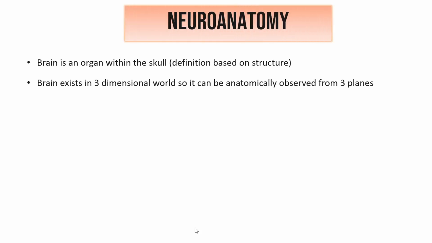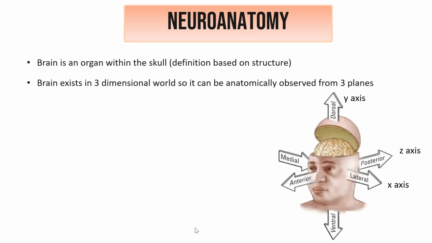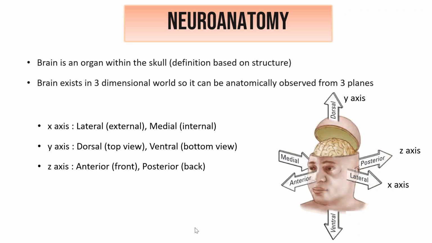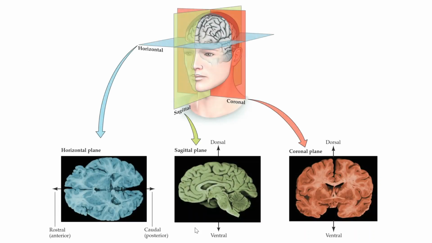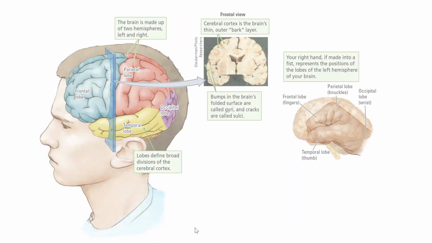We know that the brain is an organ that resides within our skull, at the top of the body, inside our head. Based on its structure, we can observe that the brain exists in a three-dimensional world, so it can be observed in three planes: x-axis, y-axis, and z-axis. When I take out the brain and cut it in different planes, I get the following diagrams from different places. That is observable and self-evident.